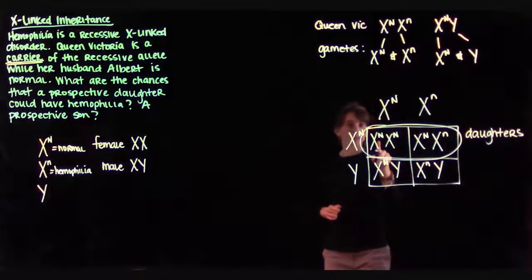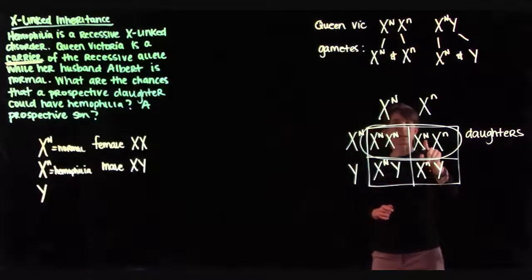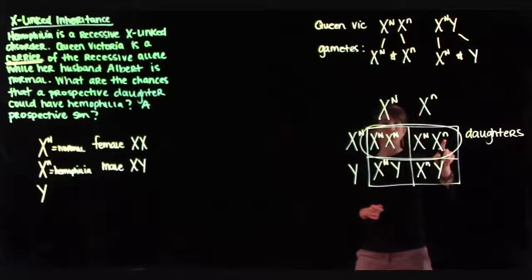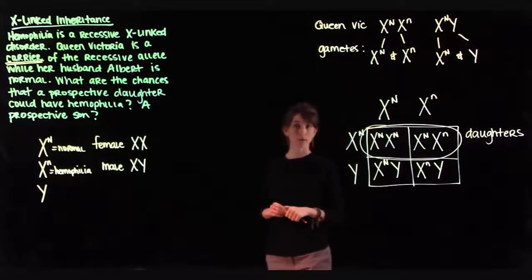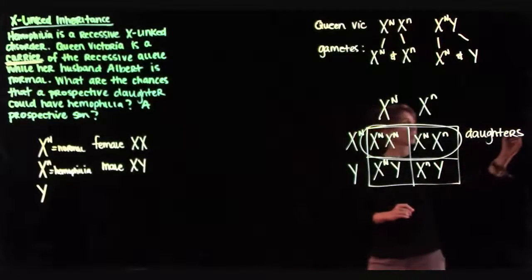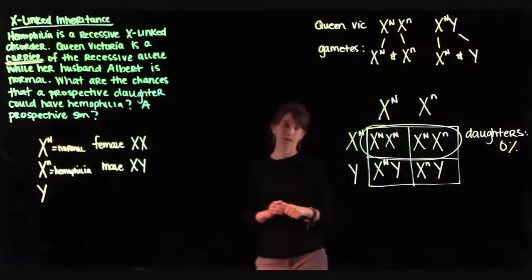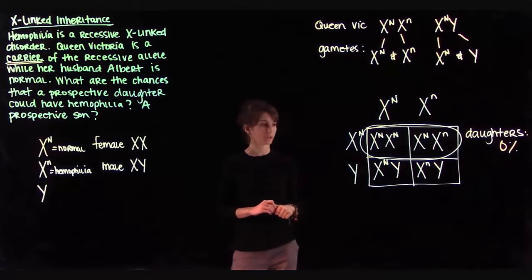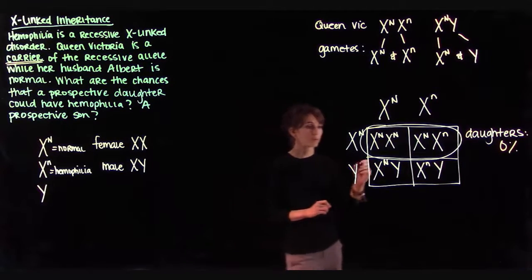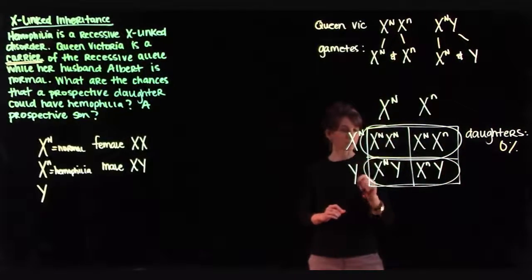And we can see that this first daughter would have X big N with another X big N, so she would be normal. The second daughter has X big N with X little n. She would be a carrier just like her mother, but she does not have hemophilia. So there is a 0% chance that if these two people mate and have a daughter, that she would have hemophilia.